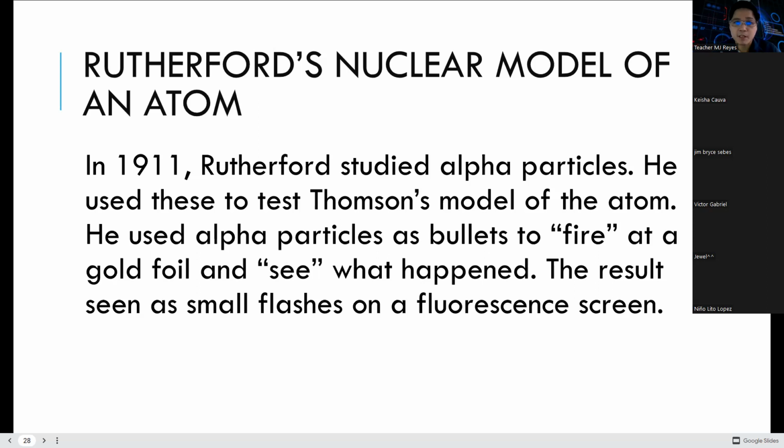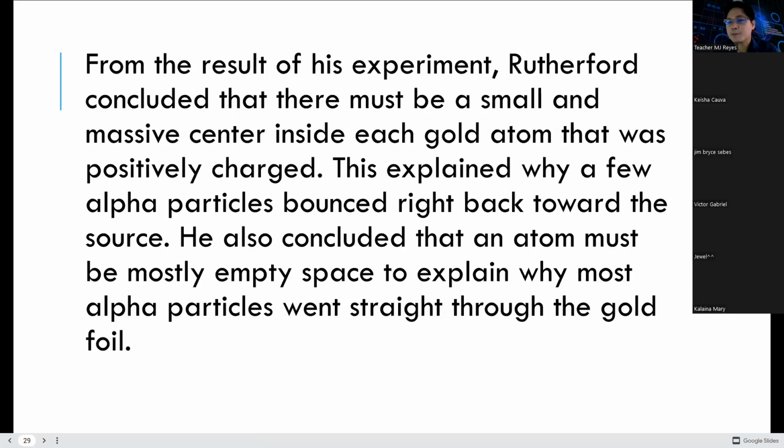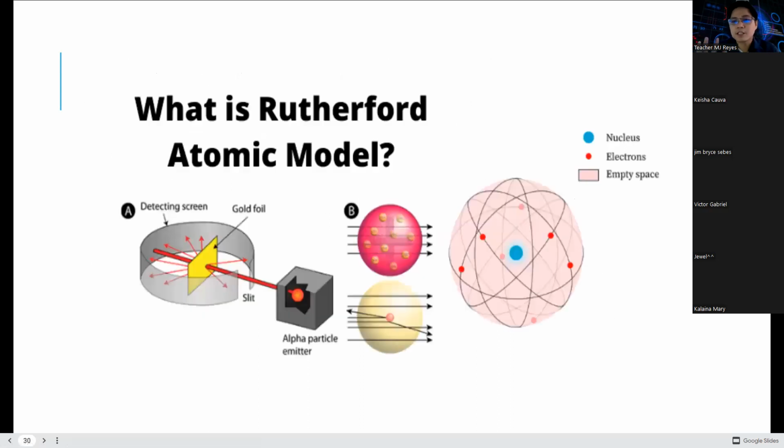So this is now the experiment of Ernest Rutherford. The result was seen as small flashes on a fluorescent screen. From the result of this experiment, Rutherford concluded that there must be a small and massive center inside each gold atom, that was positively charged. That is actually the protons. This explained why a few alpha particles bounce right back toward the source. He also concluded that an atom must be mostly empty space to explain why most alpha particles went straight through the gold foil.